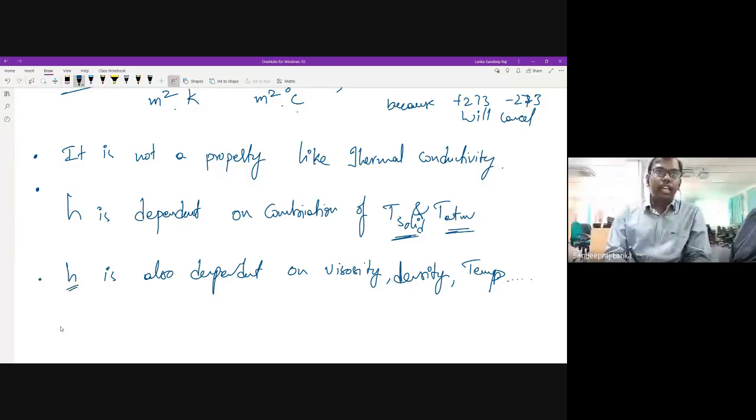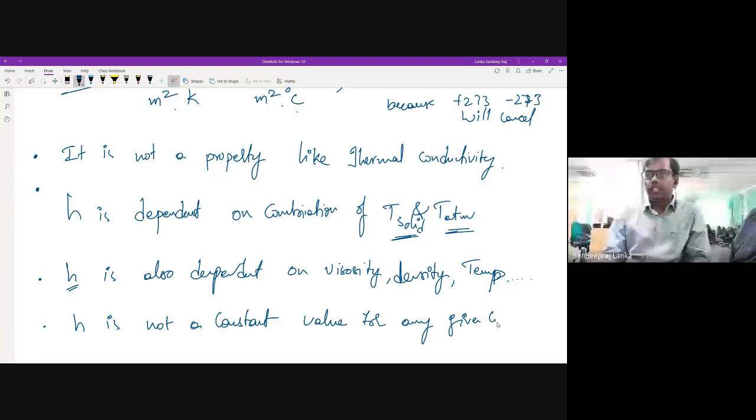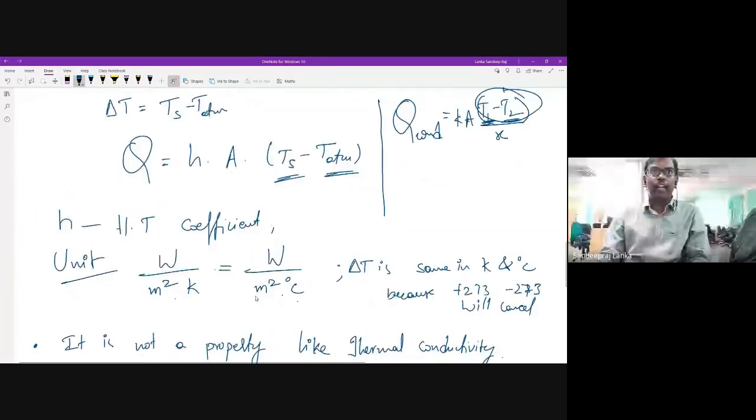So H cannot be a constant. H is not a constant value for any given combination. For a given combination of solid and fluid, this will keep varying. So keep this in mind. This is the story regarding your H.